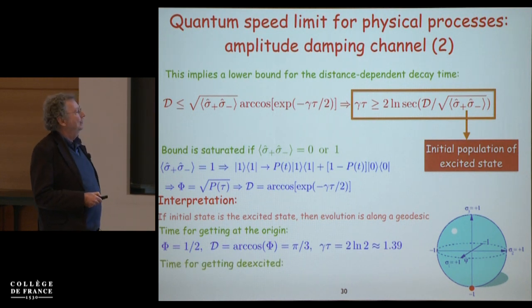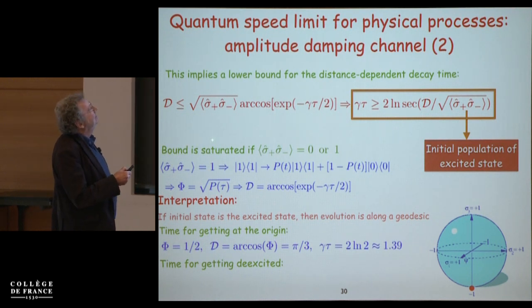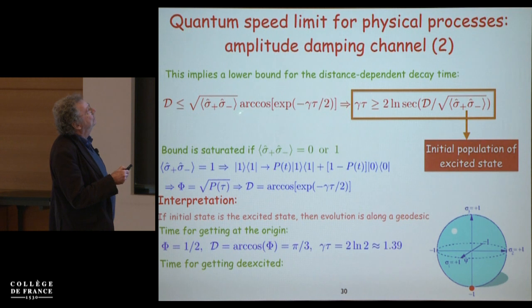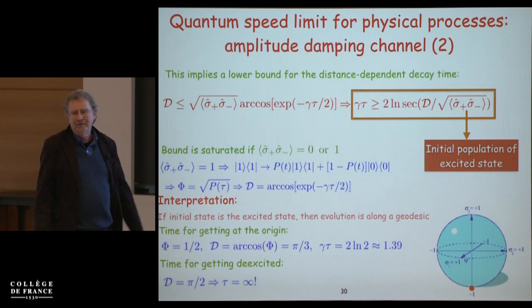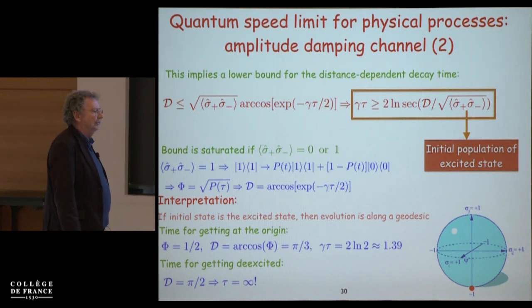You can also ask for the time for getting to the excited state. That should not be very surprising to you. Getting to the excited state means that the distance, when the initial state is excited, is such that this is equal to 1. So the distance should be equal to the maximum possible distance, which is pi/2. And in order for that to be equal to pi/2, time should be equal to infinity, which is obvious. Okay? Time should be infinite to get this completely excited.